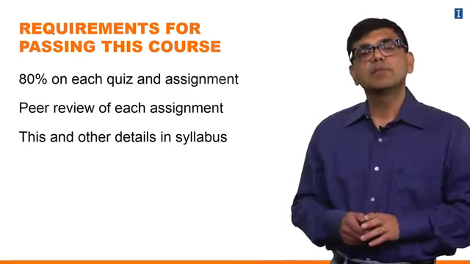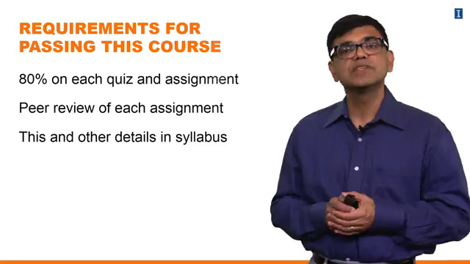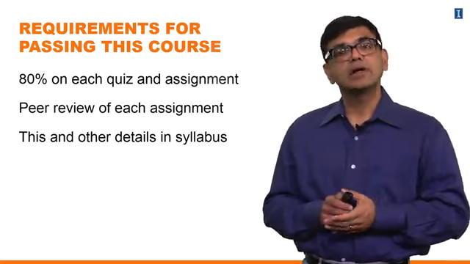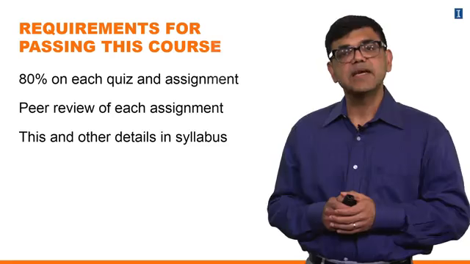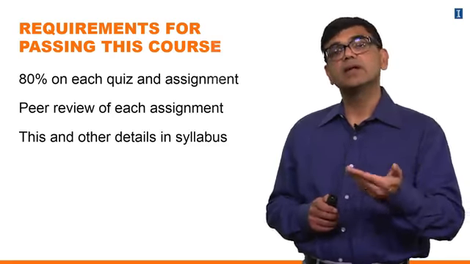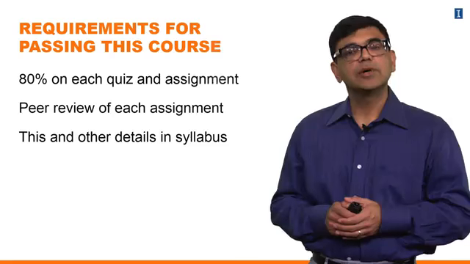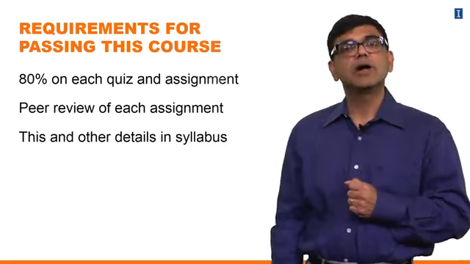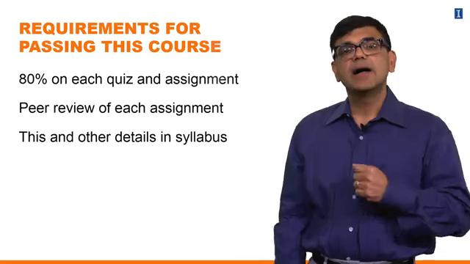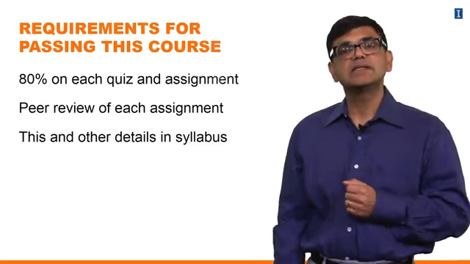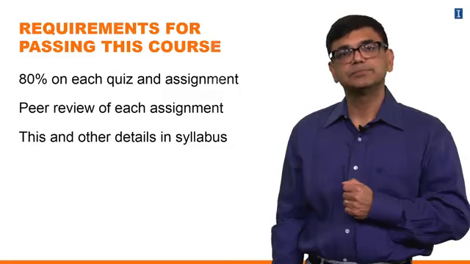In terms of requirements for passing this course, you'll be required to get at least 80% on each of the quizzes and the assignments. So if you remember, there are quizzes and assignments for each module, and you'll be required to get a score of at least 80% on those in order to get credit, whether you're getting credit for the certificate or whether you're getting credit for University of Illinois graduate credit. You'll be required to get 80% on those assignments at a minimum. There'll be peer review, as I mentioned earlier, and more details about these things will be in the syllabus, so you can refer to that as the final document for those types of things.